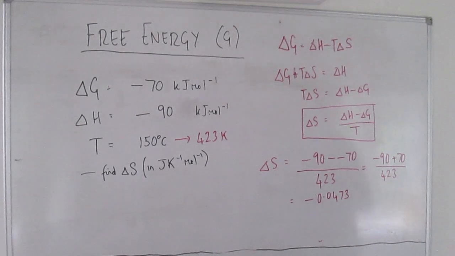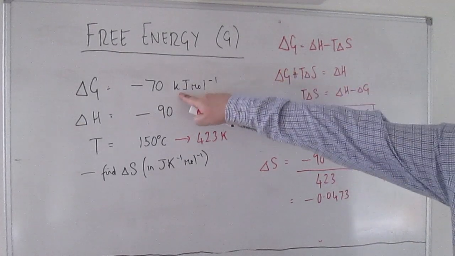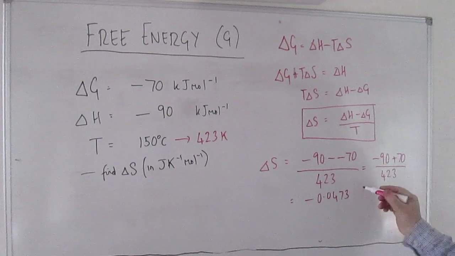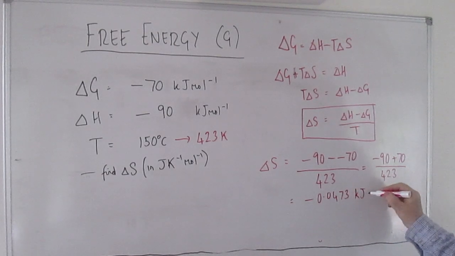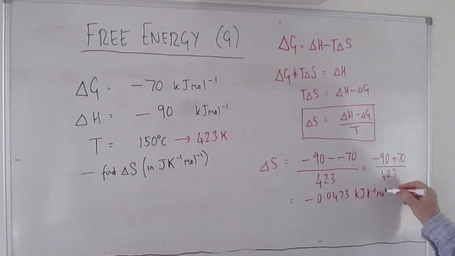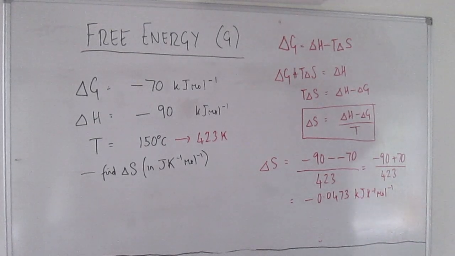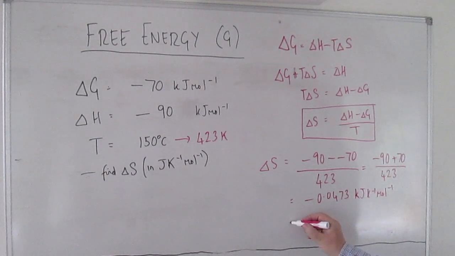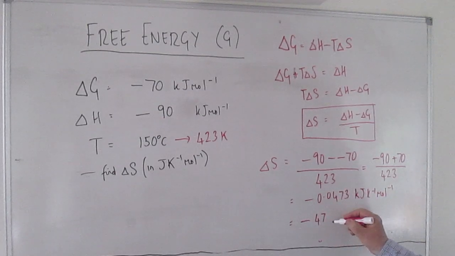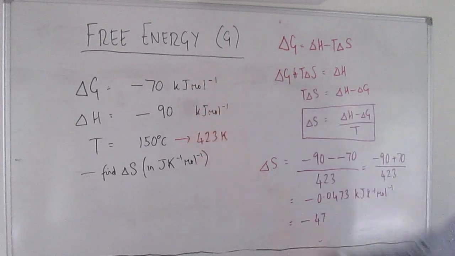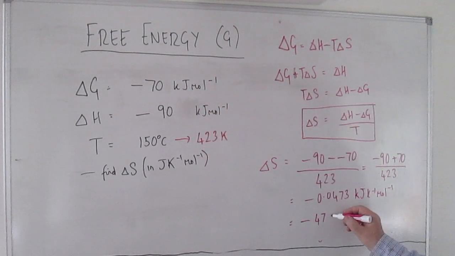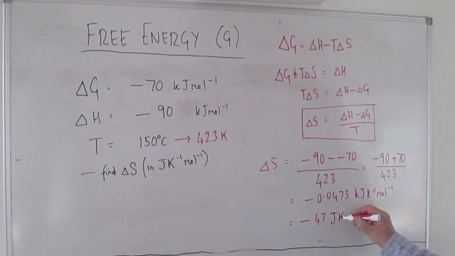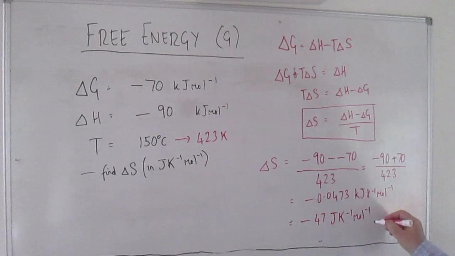And you've got to remember to be very careful about the units, because we've been working with kilojoules here. The answer is going to be in kilojoules per Kelvin per mole, because that was what our input numbers were in, kilojoules per mole. So to turn that into joules, we've got to multiply by 1,000. So kilojoules to joules, you've got to multiply by 1,000. So multiply that by 1,000, you get minus 47.3, or two significant figures, since our data were two significant figures. So minus 47 joules per Kelvin per mole.